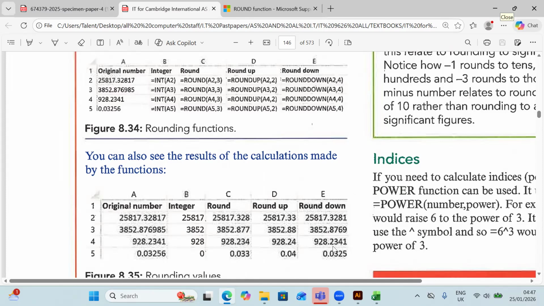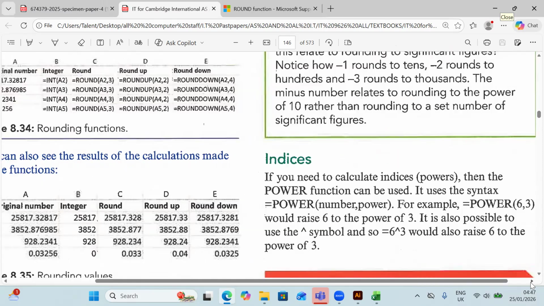And then we will have 0, 3, 2, 5 after the comma, okay? So this is how the rounding functions work. We have our int, we have our round, we have our round up, and we have our round down, okay? So we can see that we've been rounding to positive values, right? However, we can round to negative values.